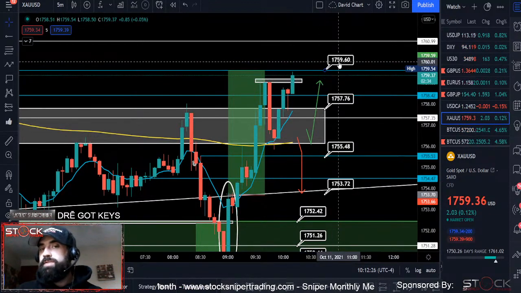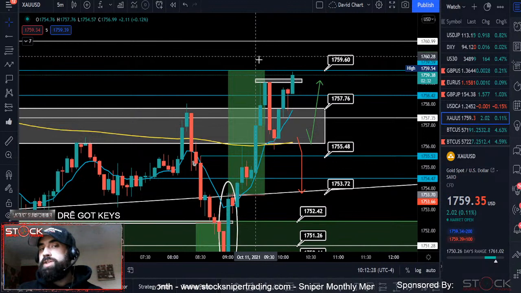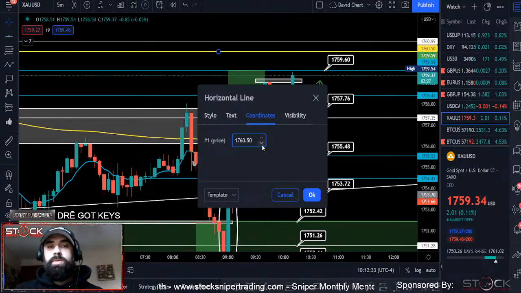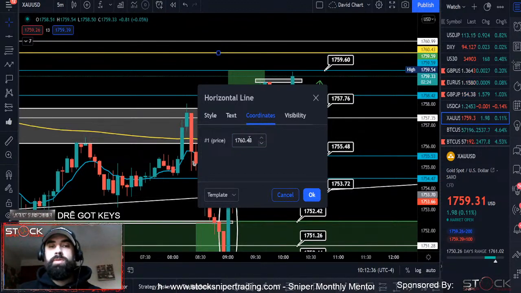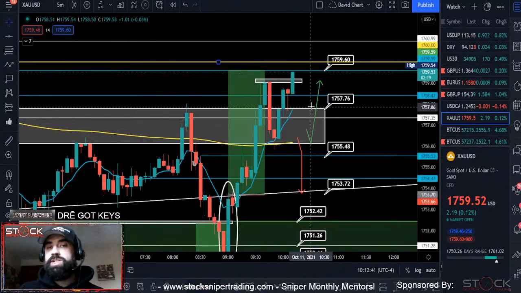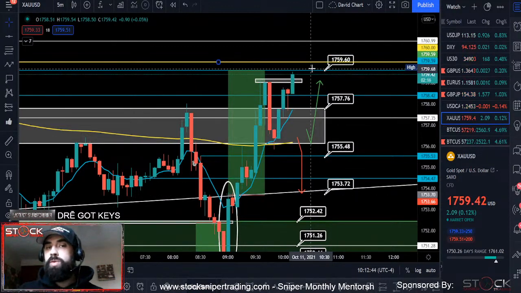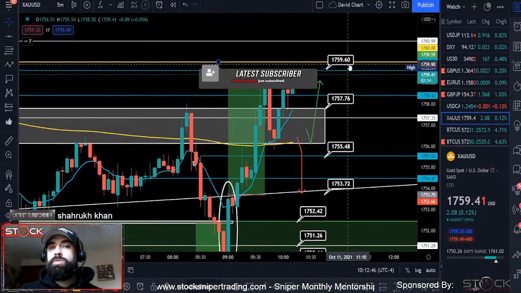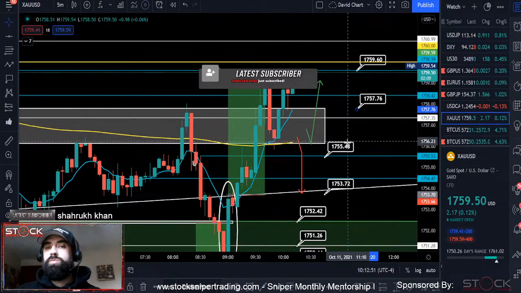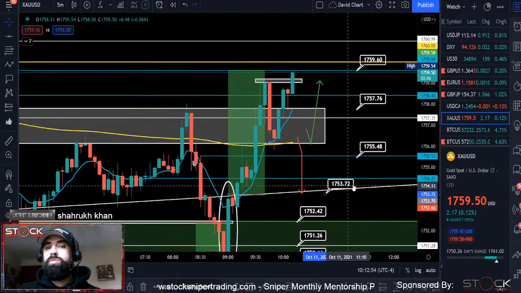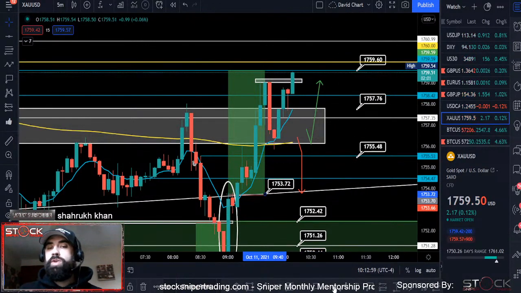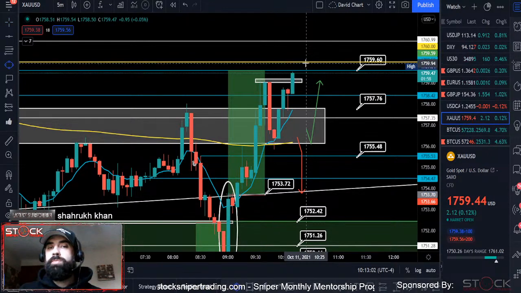It is getting rejected at 1759.60, but overall the area target is the 1760 area, at 1760.50. 1760's the target, and then you have a next area at 1761. Obviously, we'll keep walking our way up here, okay? So target 1760, right up in this area.